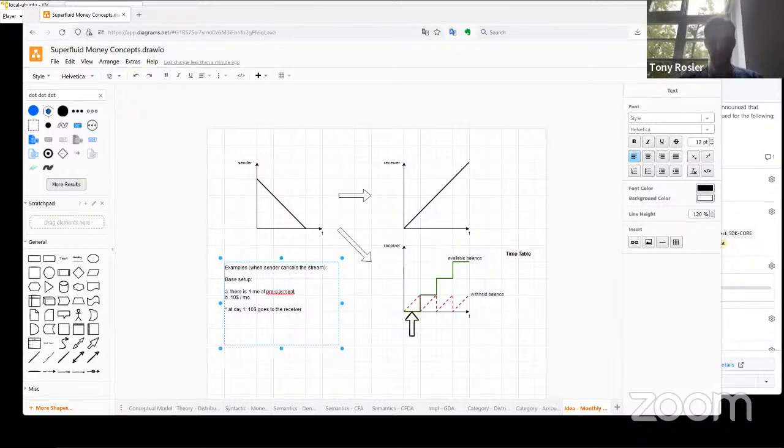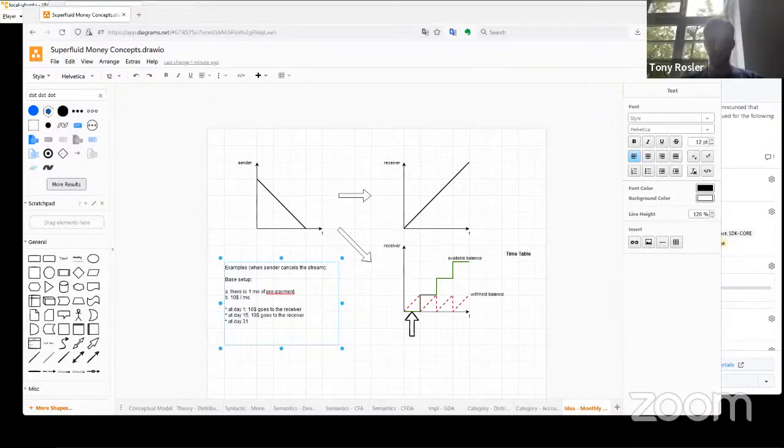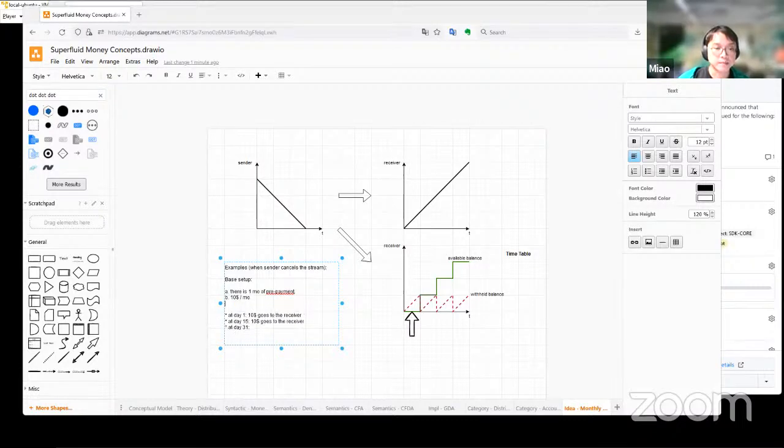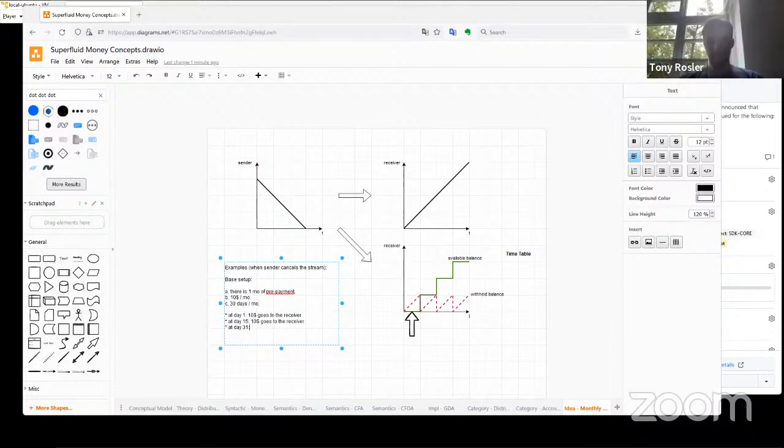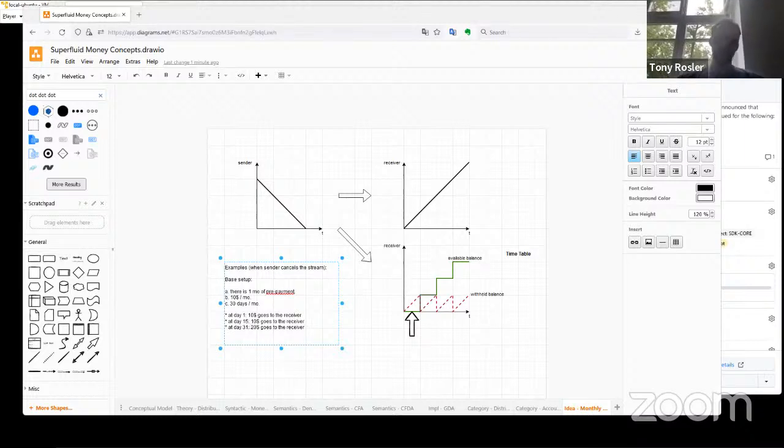Yeah. Right. So that's already clear. On day 15, still $10 goes to the receiver. But at day 31, let's say 30 days per month for simplicity, right, in all cases, at day 31, now $20 goes to the receiver. Right. Okay. Yeah, because you're double paying. Okay, I see.